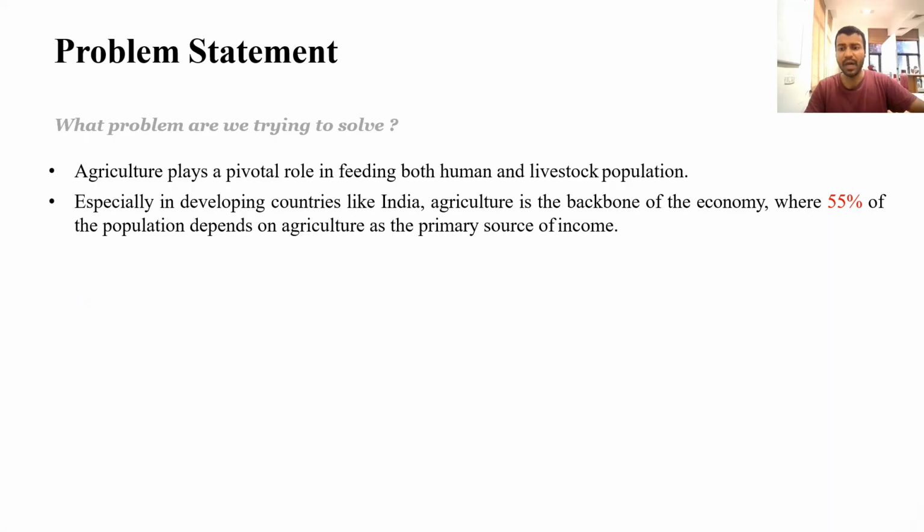So coming to the problem statement, we know that agriculture plays a pivotal role in providing sustenance to the entire human population. Especially in developing countries like India, it forms the backbone of the economy, because a majority of the population, in our case about 55%, depends on it as the primary source of income.